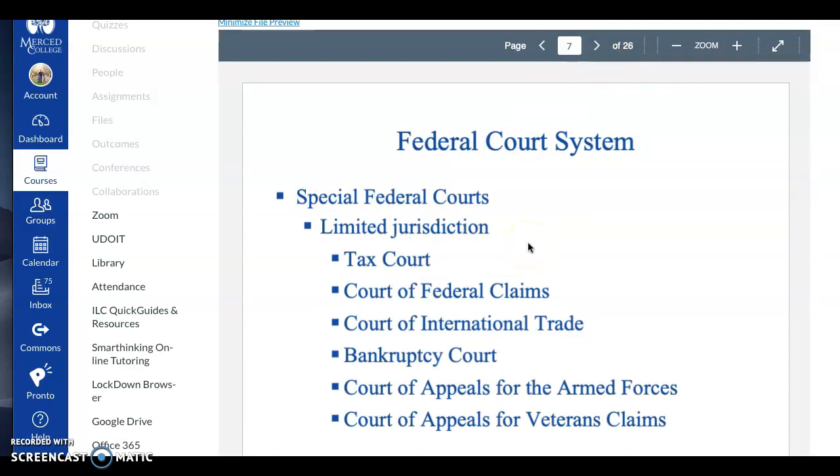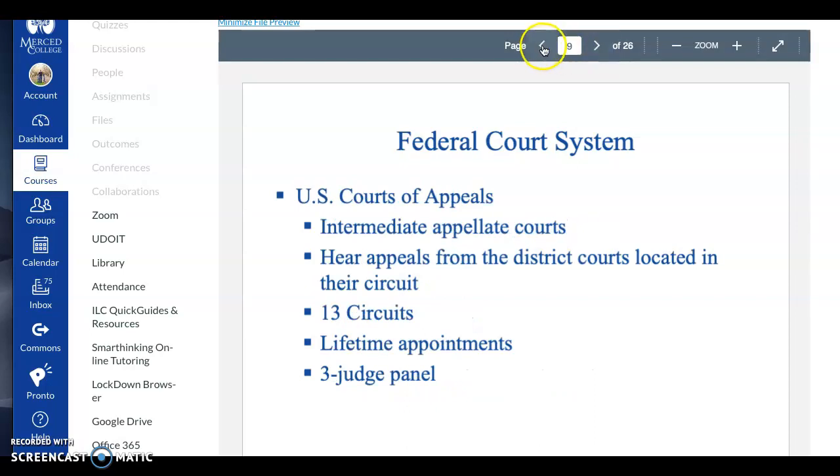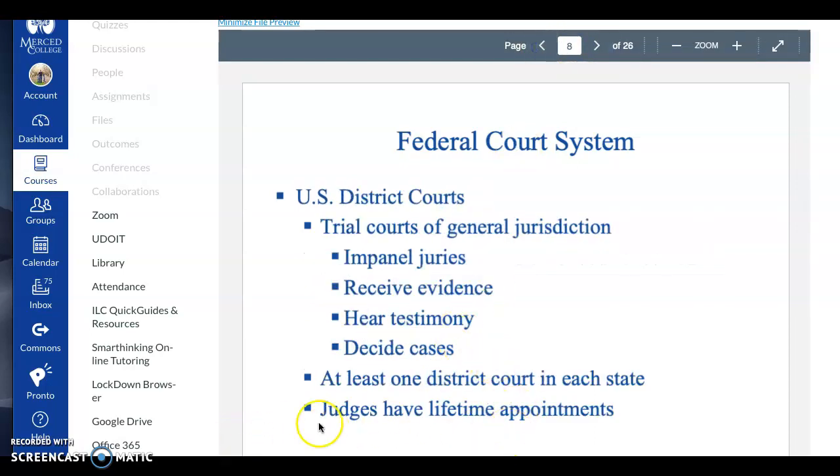So our limited courts are tax, federal claims, trade, bankruptcy, armed forces, and veterans claims. Those are just some special federal courts. Our U.S. district courts are trial courts of general jurisdiction. Again, they hear testimony, have juries, just like our state district courts, but they're at the federal level. Oh, one thing. Those judges have what we call lifetime appointments. So they are not taken off the bench. They are not reelected unless something happens.